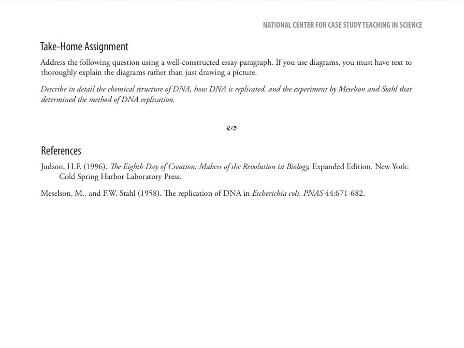All right, so again, you have another take-home assignment. Address the following questions in a well-constructed essay. If you use diagrams, you have to have text to thoroughly explain them rather than just drawing a picture. Describe in detail the chemical structure of DNA, how DNA is replicated. This is key. And the experiment, Meselson and Stahl, that describes the method of DNA replication. So I'd like to see that essay done. These essays don't have to be long. They just have to be complete.